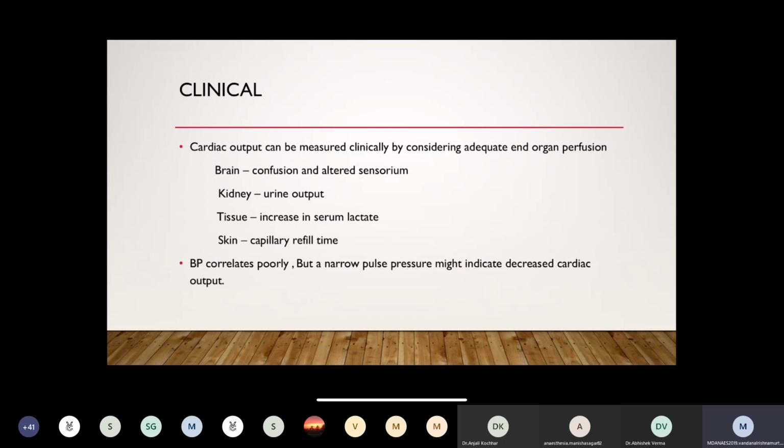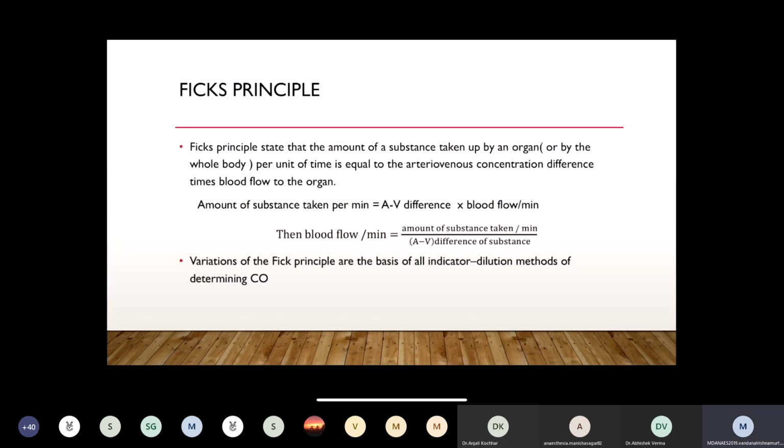Let's talk about Fick's principle. Fick's principle states that the amount of substance taken up by an organ or by the whole body per unit of time is equal to the arteriovenous concentration difference times the blood flow to the organ. That is, the amount of substance taken per minute is equal to the arteriovenous difference times blood flow. So the blood flow per minute is equal to the amount of substance taken per minute divided by the AV difference of the substance. Fick's principle is the basis of all indicator dilution methods of determining cardiac output.